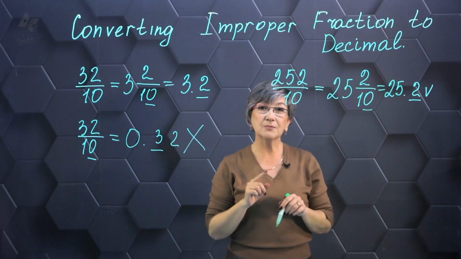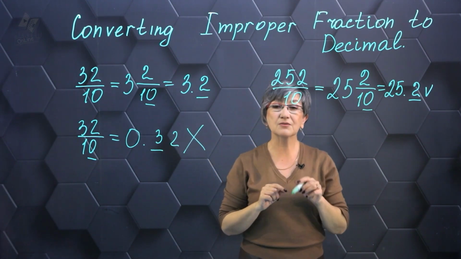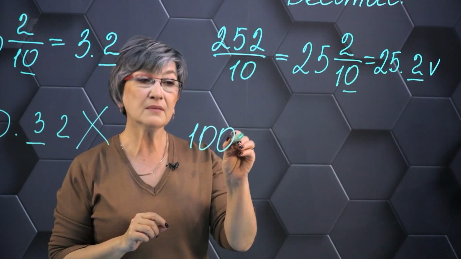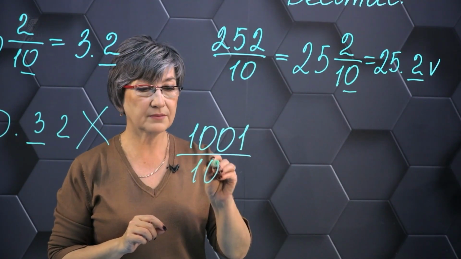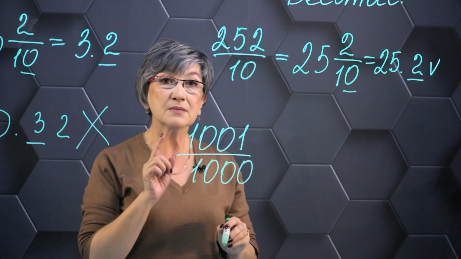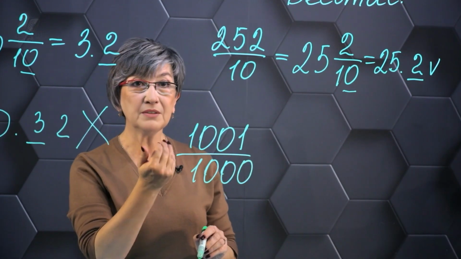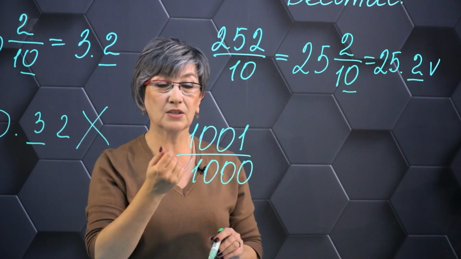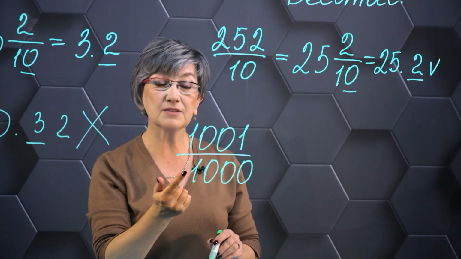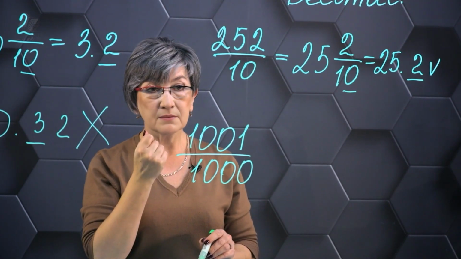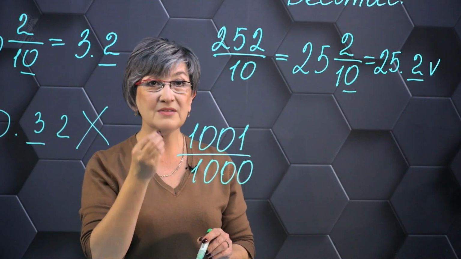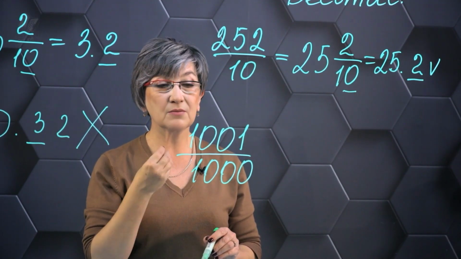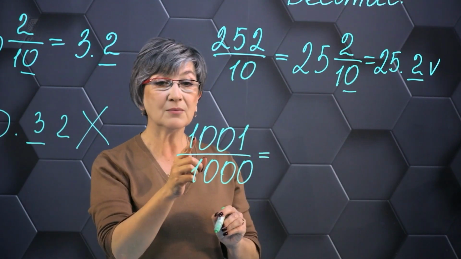And one more example, which we're going to solve now: 1001 over 1000. First, we're going to determine the type of fraction. It is an improper fraction because the numerator is greater than the denominator. Step 1. We isolate the whole part, or we write it as a mixed fraction.